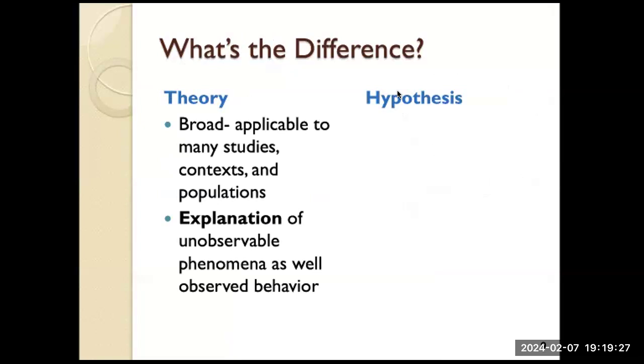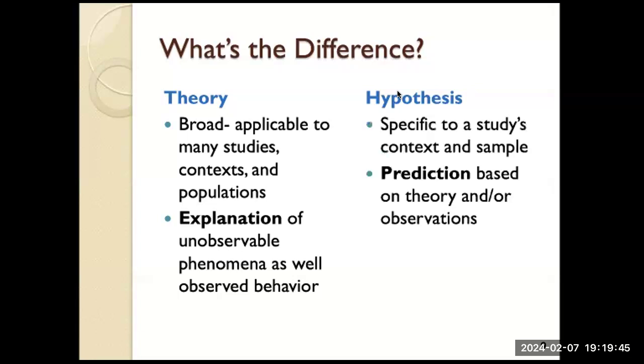You can have theories about unobservable phenomena like feelings, right? No one could really read your mind. Nobody knows how you feel unless you behave in a certain way that expresses those feelings, but there are still many theories about emotions. A hypothesis, on the other hand, is specific. It is specific to a study's context and sample participants, right? A hypothesis is a prediction that is drawn. It is based on the theory and or observations.